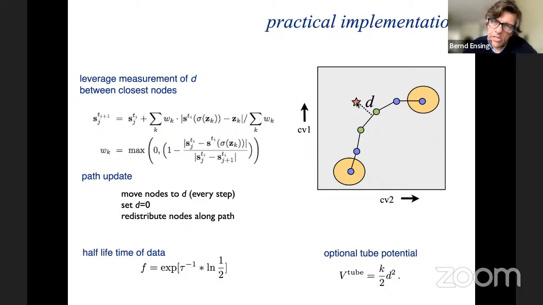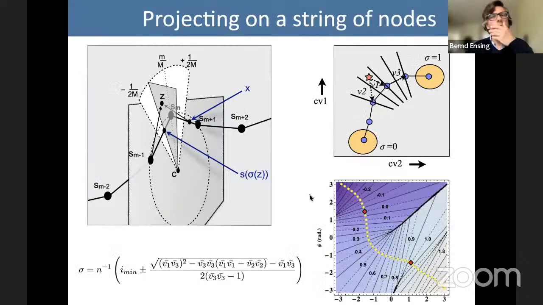And that means that for each point here, I should be able to calculate the closest point on my path and then calculate that distance. And that gives me a so-called foliation of projections onto my path in this collective variable space. So that's what you see here. And in fact, this is an example of a foliation.